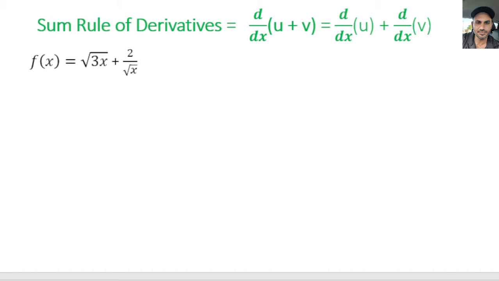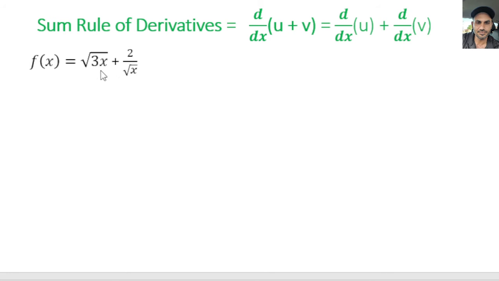The sum rule of the derivatives states that if you take the derivative of a function that has multiple terms, then the derivative of this function is going to be the sum of the derivatives of individual terms. So if you're taking the derivative of u plus v, this function has two terms, a u and a v. When we take the derivative of this function, we take the derivative of the u term separately, plus we take the derivative of the v term separately.